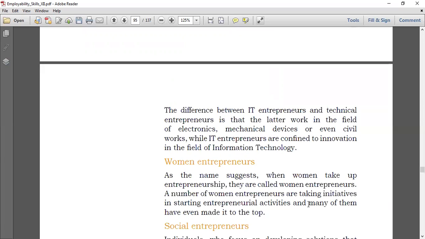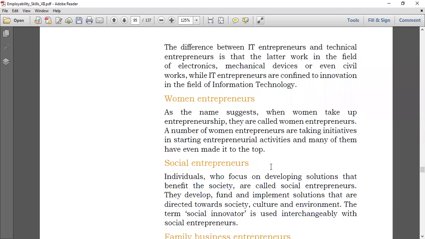Right? Then we have a category called women entrepreneurs, where women take up entrepreneurship, right? So they start up a business for their own profit. Such women are called women entrepreneurs, right? So they are also taking initiatives. And many of them have even made it to the top. Many women entrepreneurs are amongst the best in the world or the best in the country, you can say.